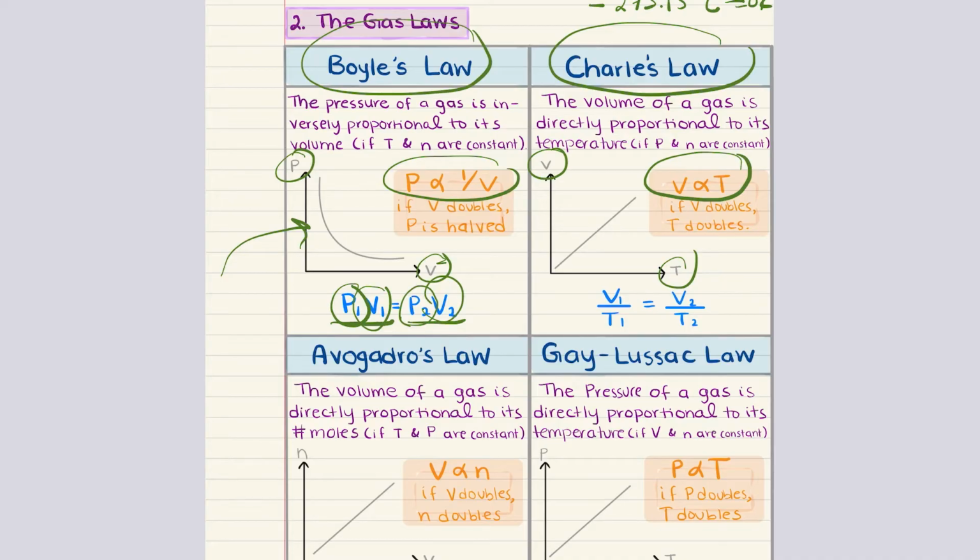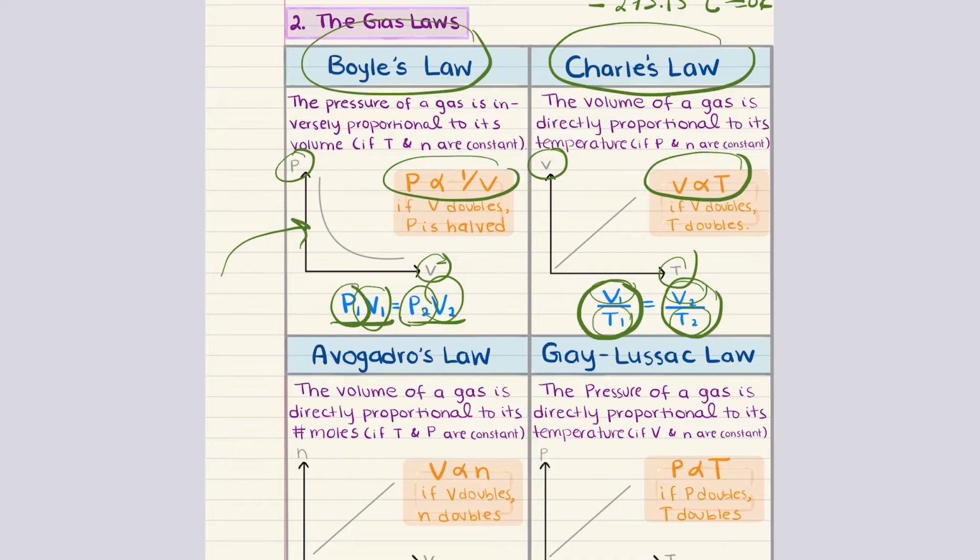Now, for this law, we can also write a really important formulation, and that is that V1 over T1 is equal to V2 over T2. And this indicates that the initial volume divided by the initial temperature is equal to the final volume divided by the final temperature after some change, provided that pressure and moles stay constant. Wonderful. So that's Boyle's law and Charles' law.